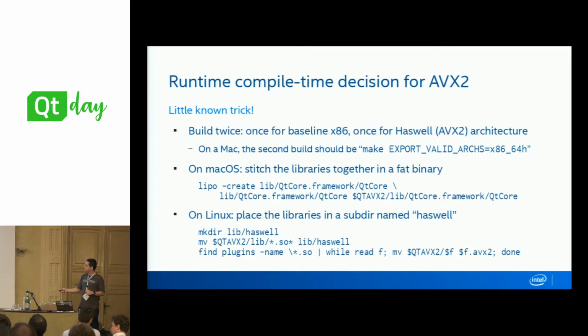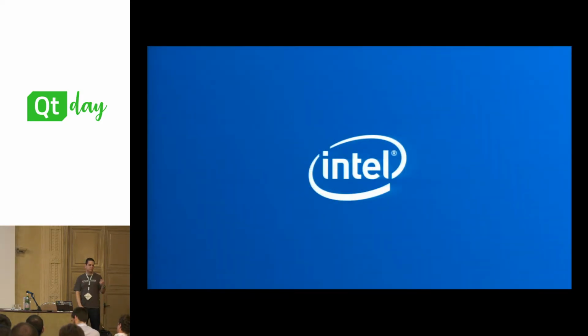On Linux, you again build twice, and just stick them in a subdirectory called haswell. That's just it, right? You can do the same thing for plugins. This is a feature that I added to Qt, but that's just it. Just stick them into a subdirectory. That's it. Sorry that I missed one slide.